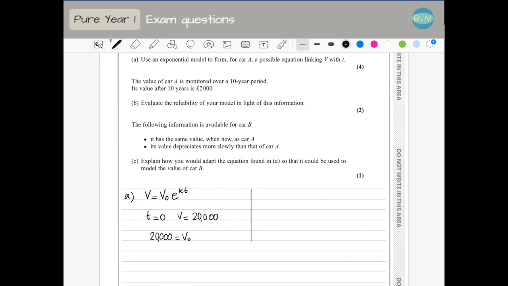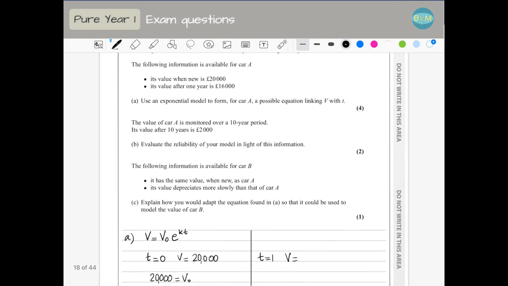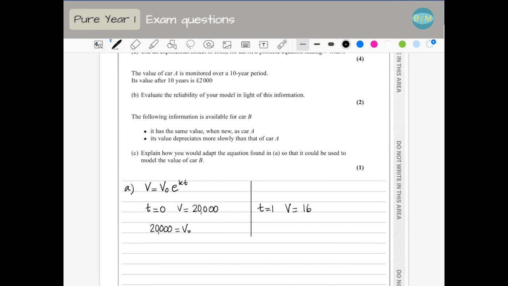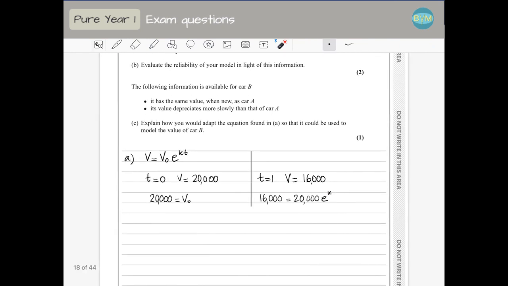And to find K, I'm going to use the other information that they tell me. So when T is 1, the value is 16,000. So if we substitute, we have that V is 16,000, which is going to be equal to V0, that we already know. So it's 20,000 e to the power of k times 1 because the time is 1. We can simplify this a bit. So 16,000 divided by 20,000 is 0.8, which is going to be e to the power of k.